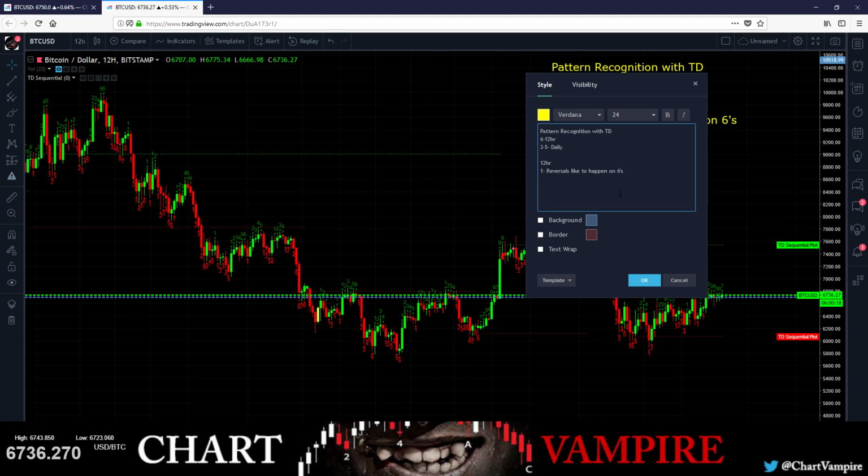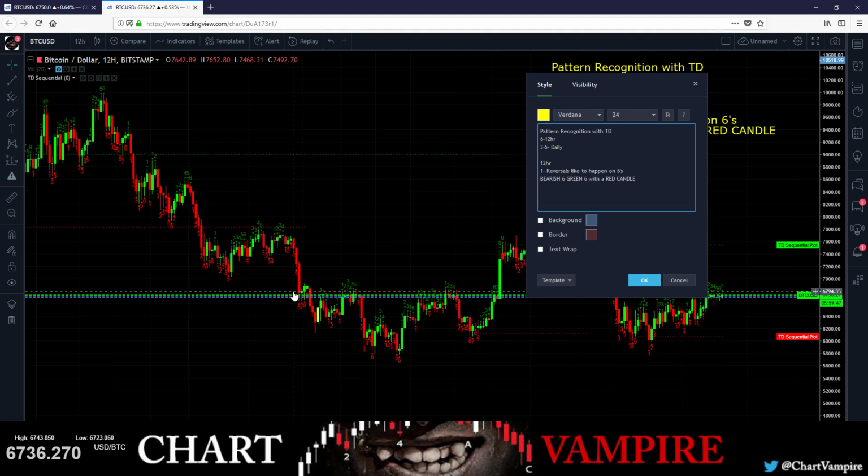The reversals love to happen on sixes, okay? Now, there's two different kinds of sixes that you've got to watch for. The most bearish six is a green 6 with a red candle, right? And when you have a green 6 with a red candle, bearish.